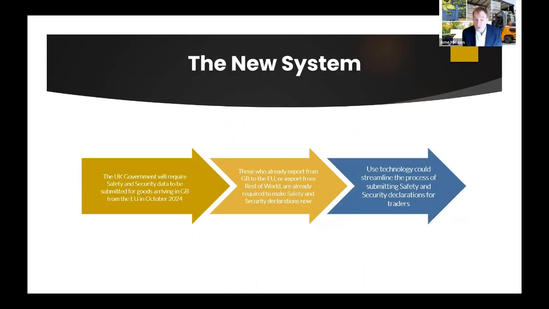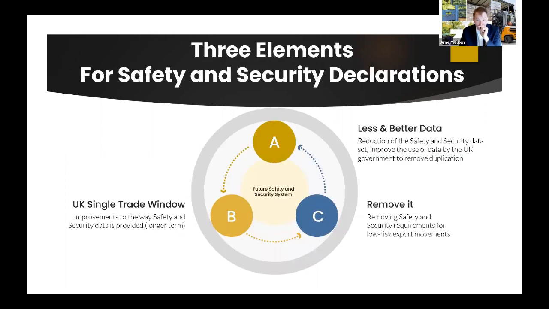So what's the new system like? Well, the government will require safety and security declarations to be submitted for goods arriving from the EU to Great Britain from October 2024. That's the plan. Those who already export from GB to the EU and import from the rest of the world are already required to make safety and security declarations right now. And the idea is that there will be use of technology to streamline the process of submitting safety and security declarations for traders. And that should make it significantly easier.